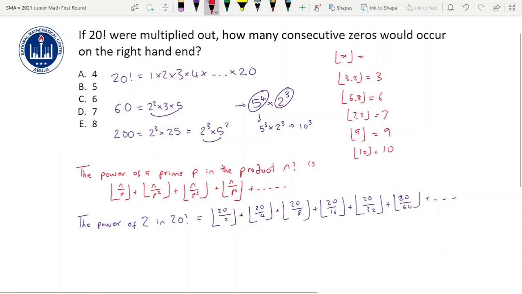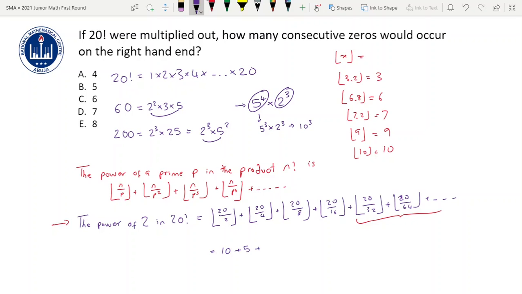Okay, so now back to the expression we have down here. We are looking for the power of 2 in 20 factorial. Notice that from here onwards, we're going to have 0. The floor function of 20 over 2 is the floor function of 10, which is just 10. The floor function of 20 over 4: 20 over 4 is 5, so that will just be 5.